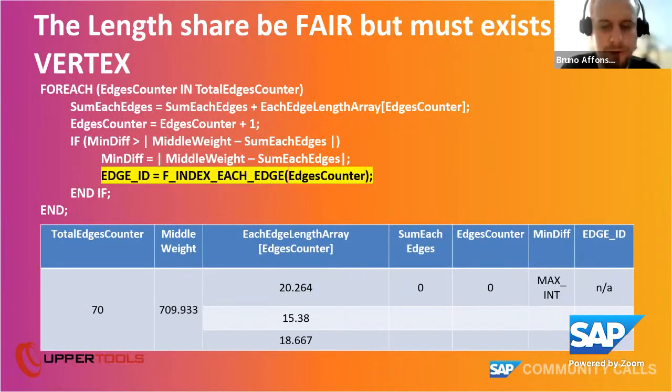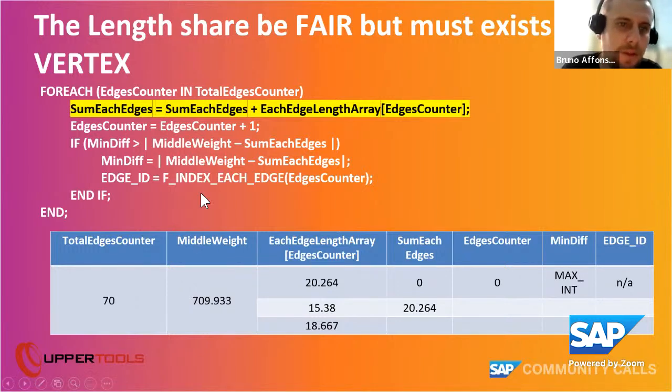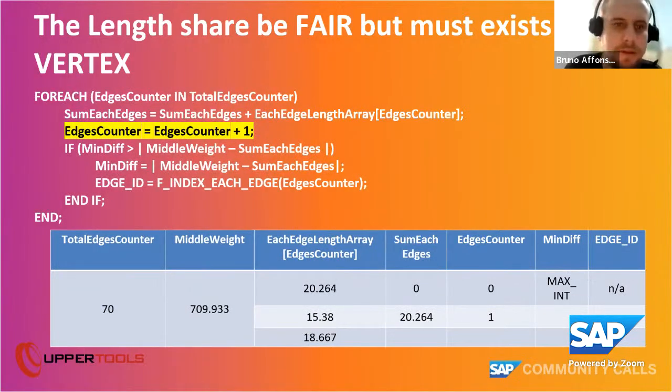Okay, and we have to identify this. We need to get this edge index, which corresponds with the minimum difference. Okay, and this is represented by this column. So let's see the truth table to know what is happening. In the first loop, we get the value of each edge, which is updated here. The current sum of edges is 0 plus the first position of the edge length array, which is 50. So we store this value here, and the edge counter is incremented.